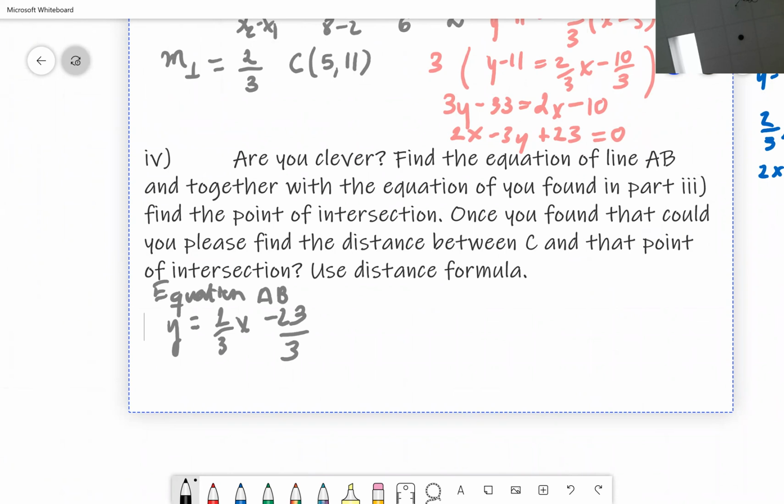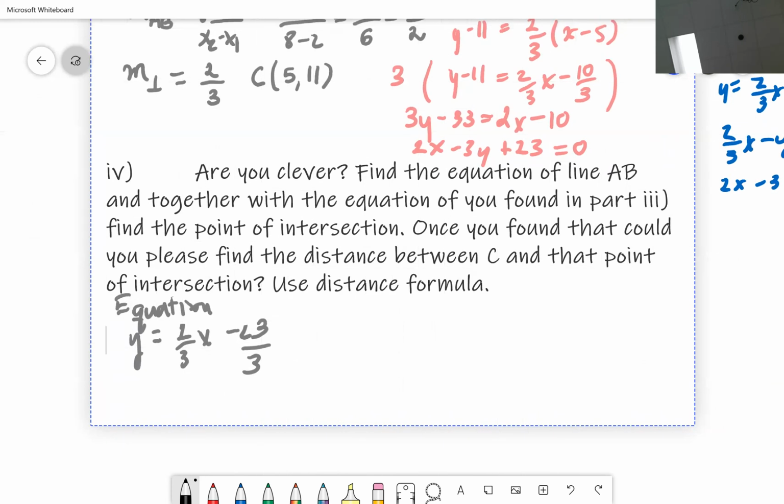So now it says, find the point of intersection. It says, find the equation of line AB and together with the equation you found in part 3. No, sorry, this is the perpendicular one. So this is the equation of the perpendicular one. Equation of C.